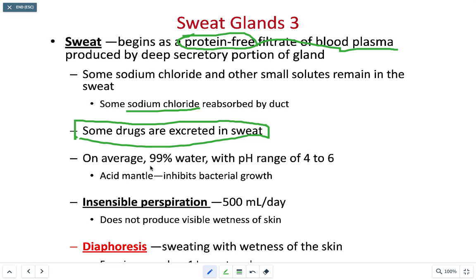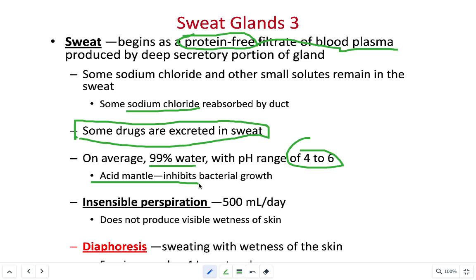In terms of the composition of sweat, it's overwhelmingly water, it's acidic, and inhibits bacterial growth. We've already talked about that acid mantle. In terms of how much water we lose, about 500 mils, about a half a kilo of water a day just by doing nothing, just by sitting there. That's called insensible perspiration. I remember when I was cutting weight for wrestling, I could bank on losing 1/10 of a pound an hour just by doing nothing through that insensible perspiration, just by not drinking or eating. I would lose that much water weight.